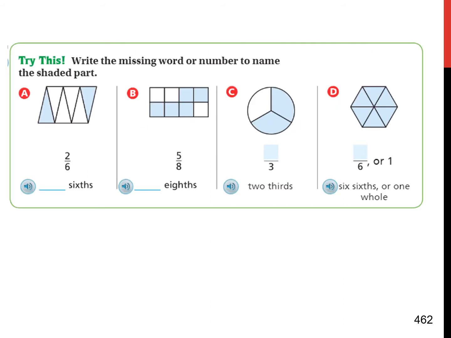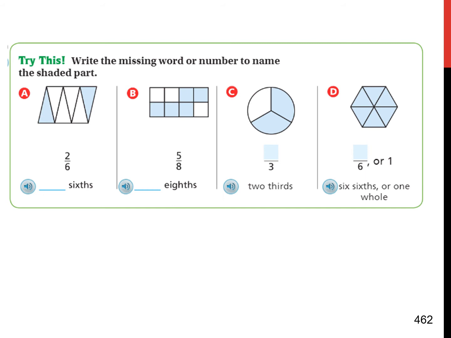Now please go to page 462. Let's try this exercise together. Write the missing word or number to name the shaded part. Look at the first shape. It is divided into 6 equal parts. 6 is the denominator that I write down. Now, how many shaded parts are there? Yes, there are 2 shaded parts out of 6.